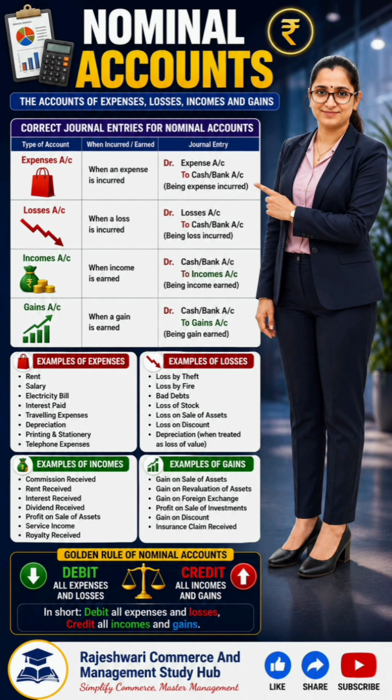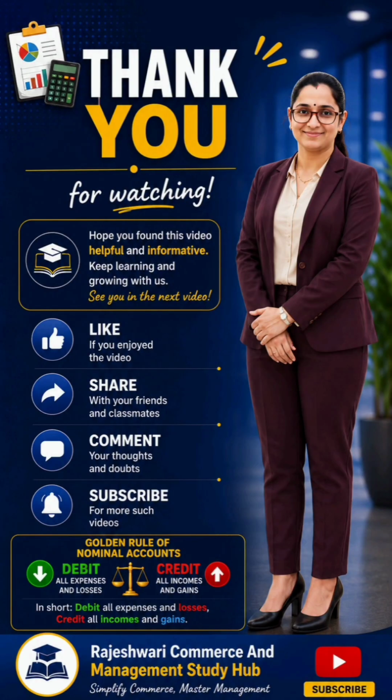So what is the rule? Never forget the rules, because the golden rule gives you a strong foundation for your journal entries and posting them into the ledger account. Any problem if you take, it makes it simple to understand also. What is the rule? The rule of nominal account is debit all expenses and losses, credit all incomes and gains. When it comes to personal account, debit the receiver, credit the giver. When it comes to real account, debit what comes in, credit what goes out. I hope all of you understood.